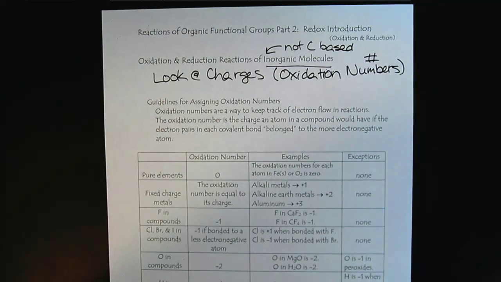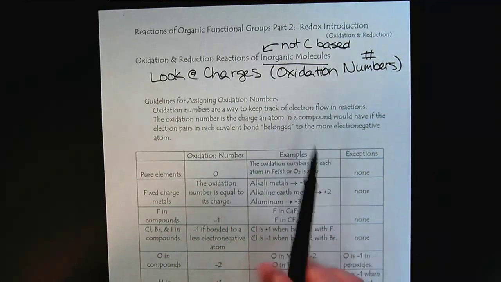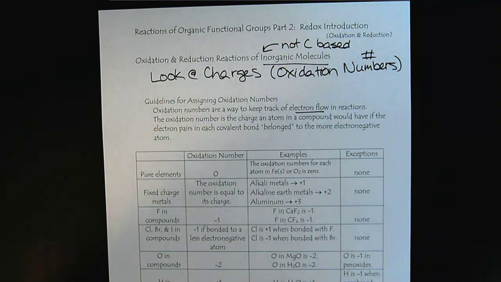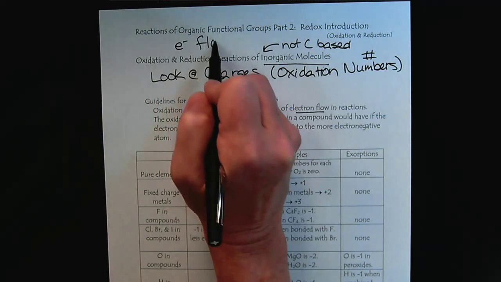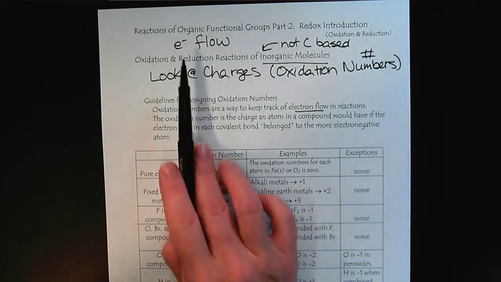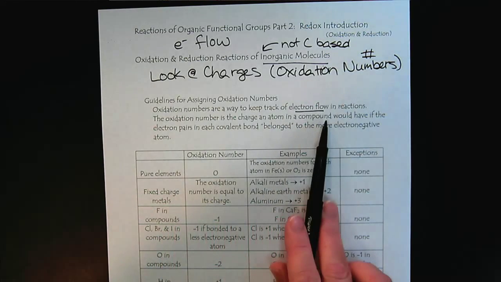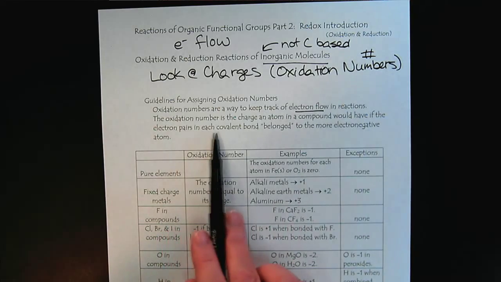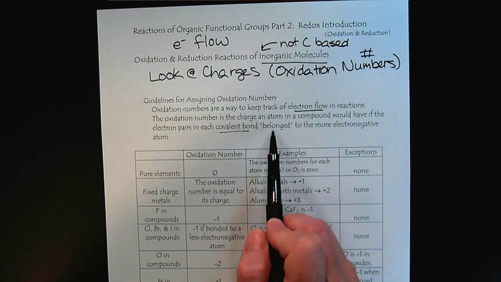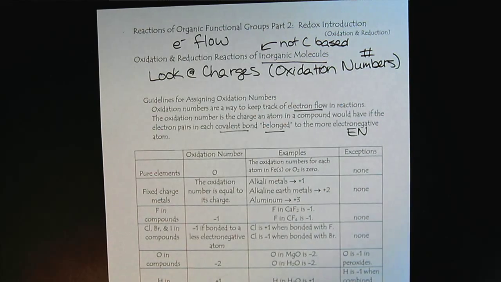So here are some guidelines for how we would assign oxidation numbers. Oxidation numbers are really helpful because they're a way to keep track of the electron flow. Oxidation and reduction reactions can be viewed as the flow of electrons. At a very fundamental level, the formation of an ionic compound is an oxidation-reduction reaction because the electrons are transferred. The oxidation number is the charge on an atom in a compound that it would have if the electron pairs of each covalent bond belonged, in quotes, to the more electronegative atom. So there's the rule. Let's practice applying it so it makes some sense.